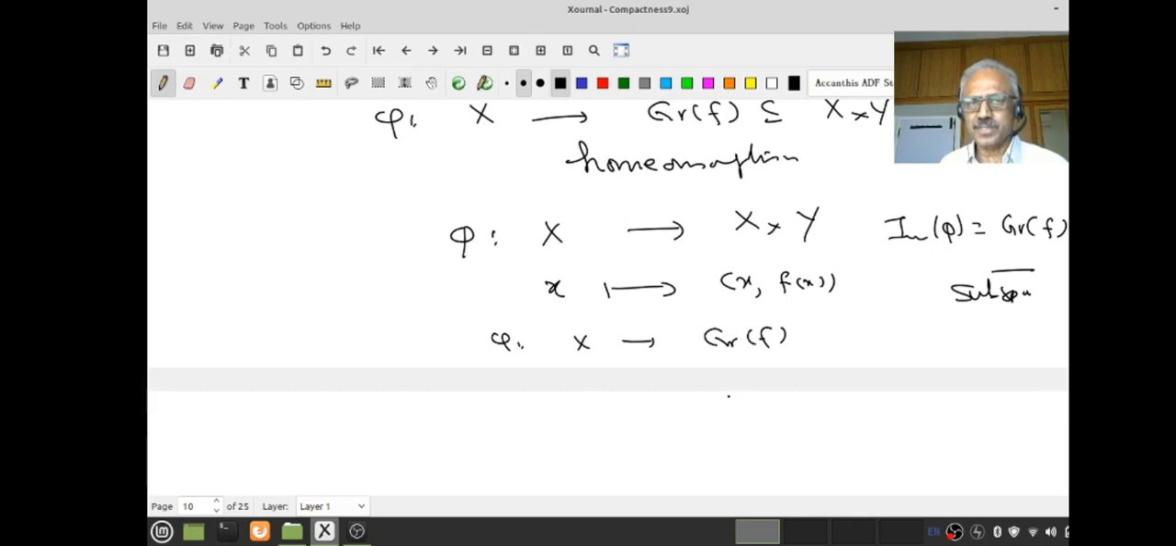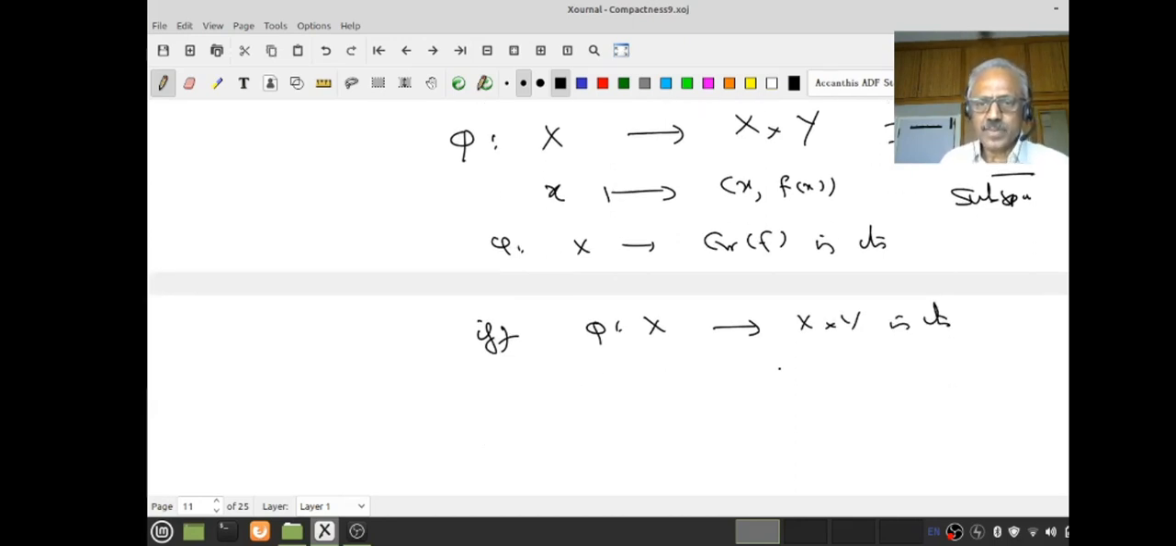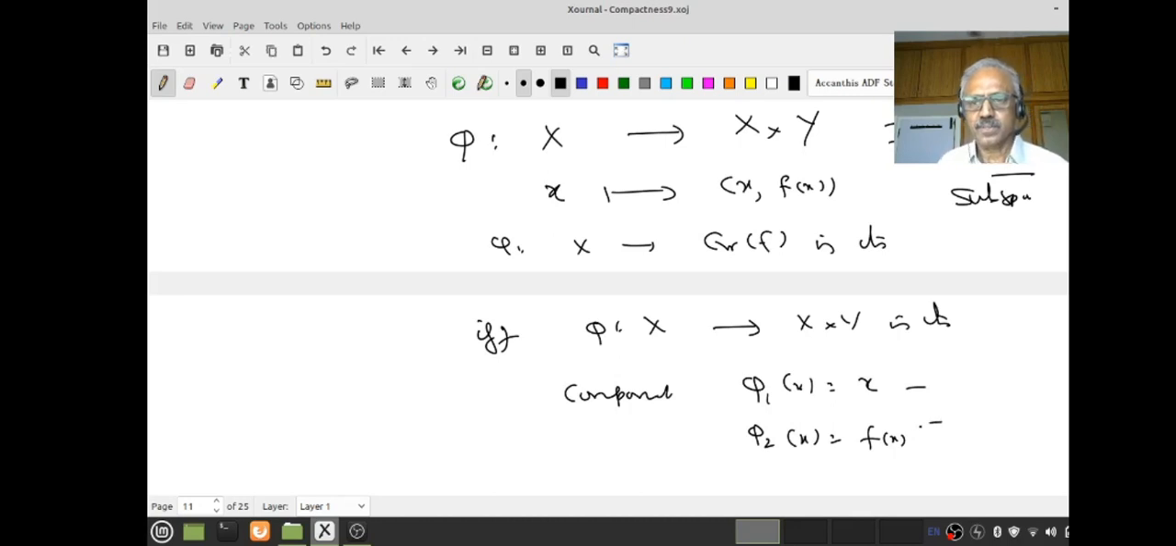Now when is this continuous? We had already seen in subspace topology, in the universal mapping property as well as in the connectedness lectures, that this map is continuous if and only if I can think of it as a map from X to X cross Y that is continuous. But a map into a product space is continuous if and only if the component maps are continuous. What is phi 1 of x? It is x. What is phi 2 of x? That is f(x). The first is the identity map, therefore continuous. The second is given to be continuous. Therefore, this map is continuous.